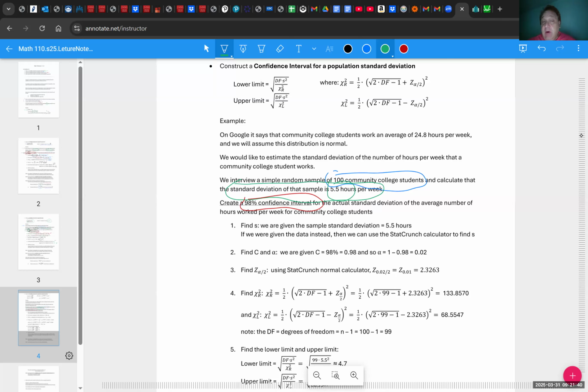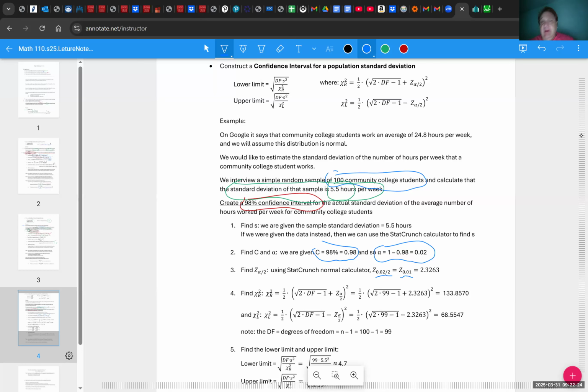Step number 2, as before, we have to calculate the C and the alpha. The C is given to us as 98% or 0.98. So we know the C value, and then we have to calculate the alpha, which is just 1 minus the C. So C is 0.98, and alpha is 1 minus 0.98, which is 0.02. And if you wanted to calculate the Z value, it would be Z alpha divided by 2. So we take our alpha value, which is 0.02, divide by 2 to get Z 0.01. I go to my StatCrunch normal calculator and I make sure the proportion to the right is 0.01, and it tells me the number is 2.32.